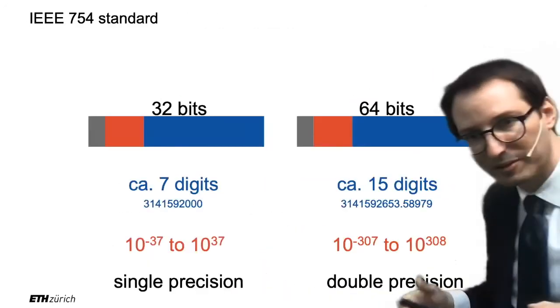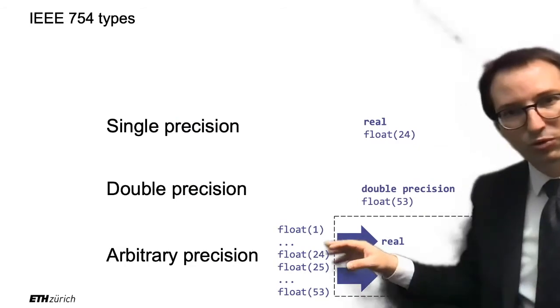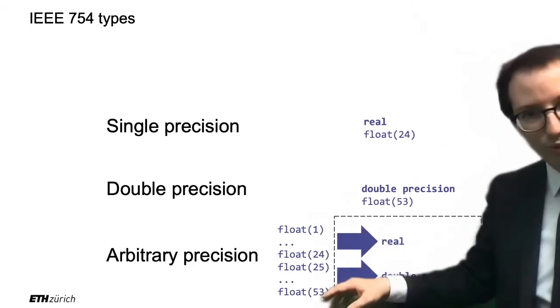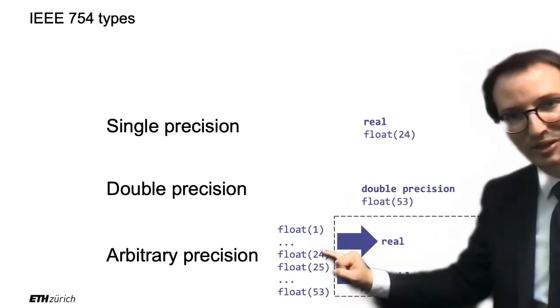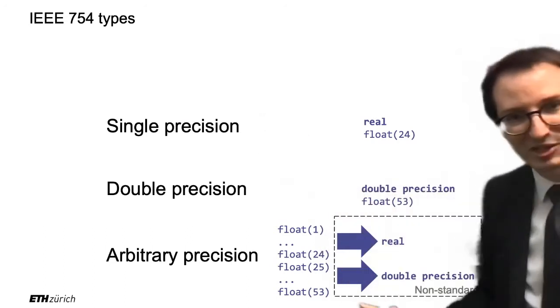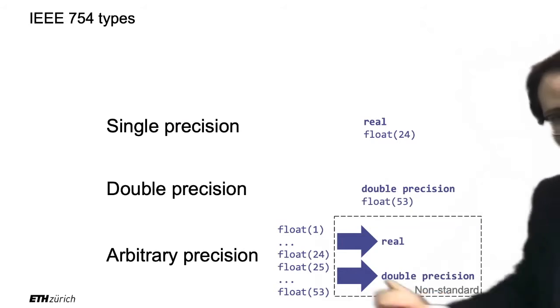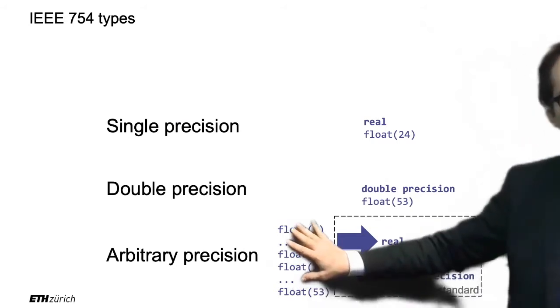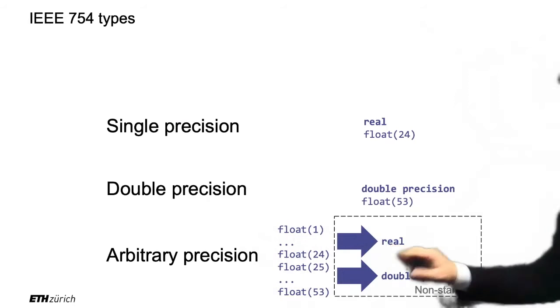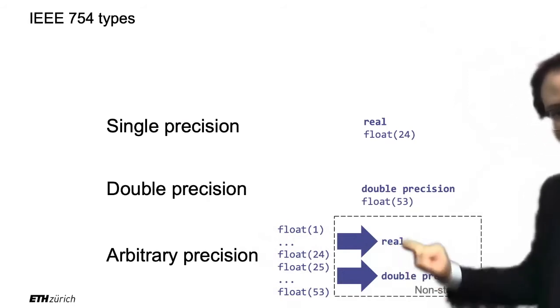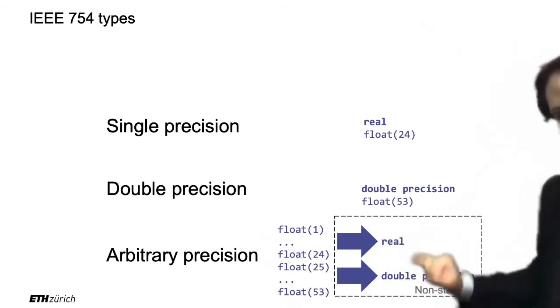However, let me go back. What it's actually going to do is mostly ignore what you put there. Anything between 1 and 24 is going to just map to the single precision, and anything between 25 and 53 is going to map to double precision. So I'm not even sure why they included that in the language, because anyway, in the case of PostgreSQL at least, it's going to map to one of the two.